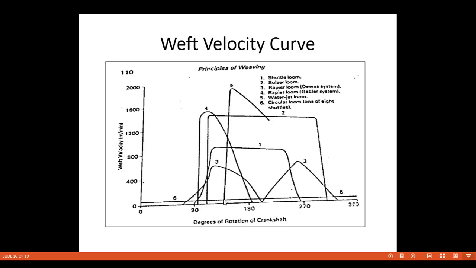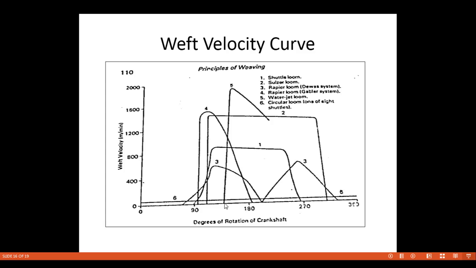So fifth we can see here. And near about 140 degree the picking is there. At 100 degree the pick is inserted, and in the shed, this is where the weft is going in the shed completely. Here also in the Gabler system the pick is going half of the shed. In the next half we have straightened it.